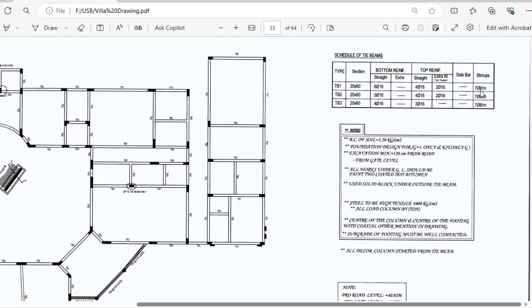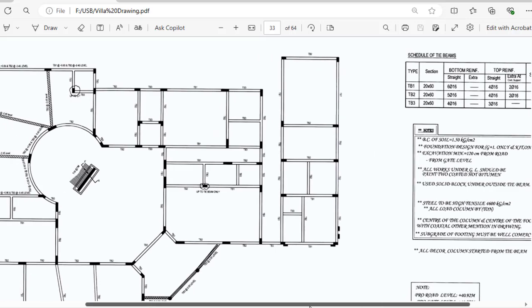And stirrups 8 mm at the rate of 7 pieces per meter. Within 1 meter you have to put 7 pieces. After that, how will you find the spacing for this stirrup? 1 meter has 100 centimeter, you divide by 7, so it will give you the spacing for your stirrup, which comes to about 15 centimeter. TB2 same section. After that 16 mm, 5 pieces. Like that you will read about this beam.